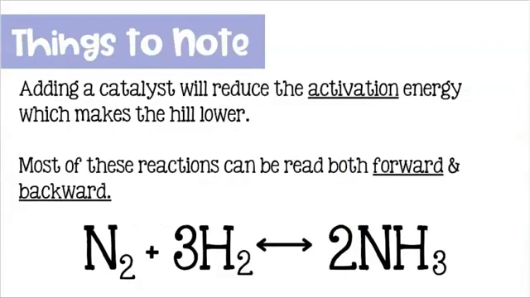There are a couple of important things to note. First of all, adding a catalyst will reduce the activation energy, which makes the hill lower. It does this by offering an additional reaction pathway.